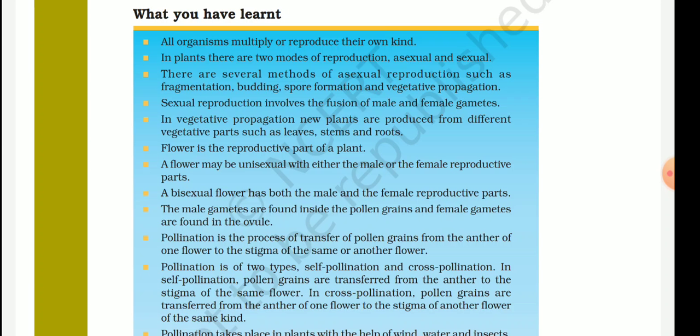Next, the male gametes are found inside the pollen grains, and the female gametes are found in the ovule. Very important: the male gametes are found inside the pollen grains, and the female gametes are found in the ovule.